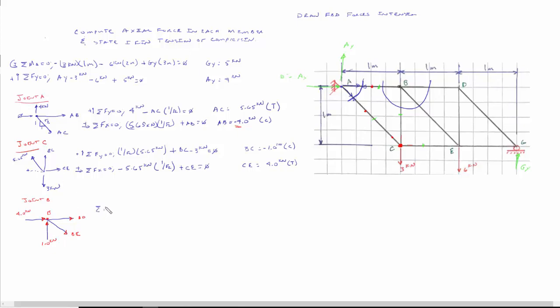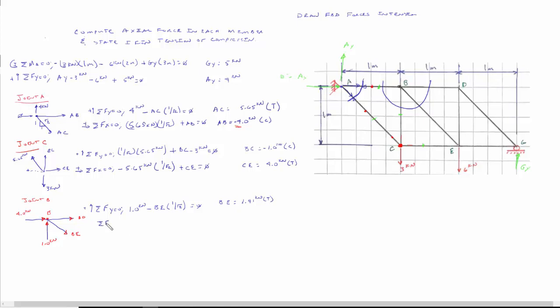So I'm going to sum my forces in the y direction is equal to 0. So I have 1 kilonewton. Remember, because now it's going up, I'm showing that this is going up. And this is negative BE times 1 over square root of 2, all equal to 0. So BE comes out to be a positive 1.41 kilonewtons, and that's going to be in tension.